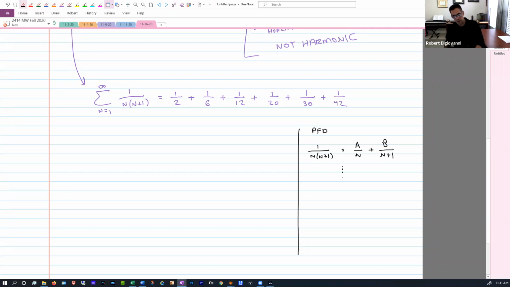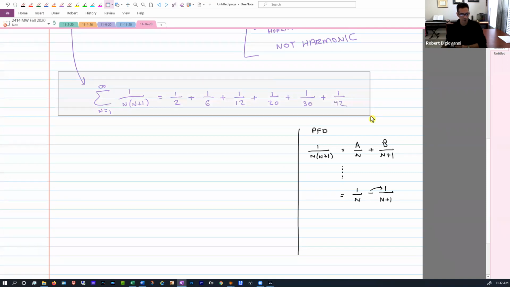I'm going to trust everyone could do this. We would find out that this turns into 1 over n minus 1 over n plus 1. Well, that negative is up here. The negative turns out to be the b. It turns out to be -1, but I'm just going to put the negative out here. Okay? Now, why is this going to be good?